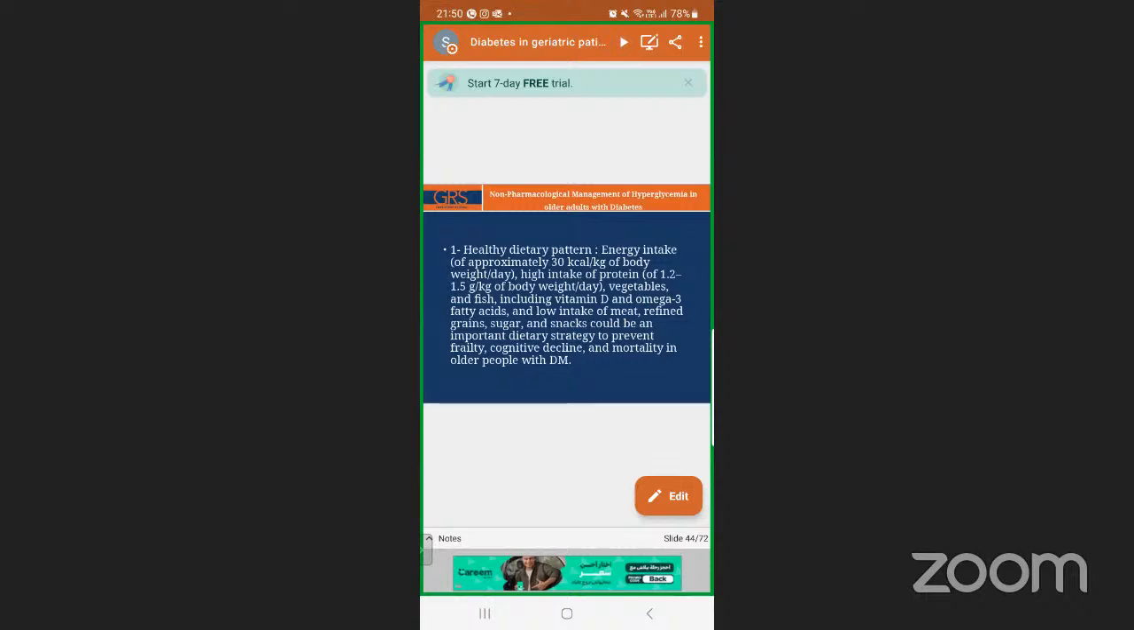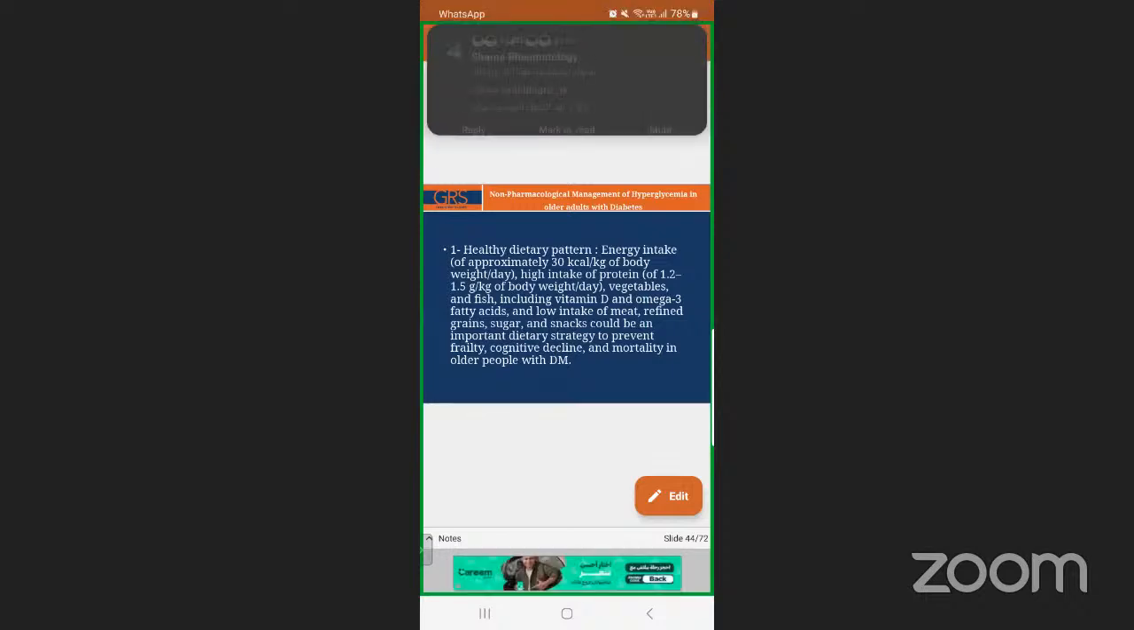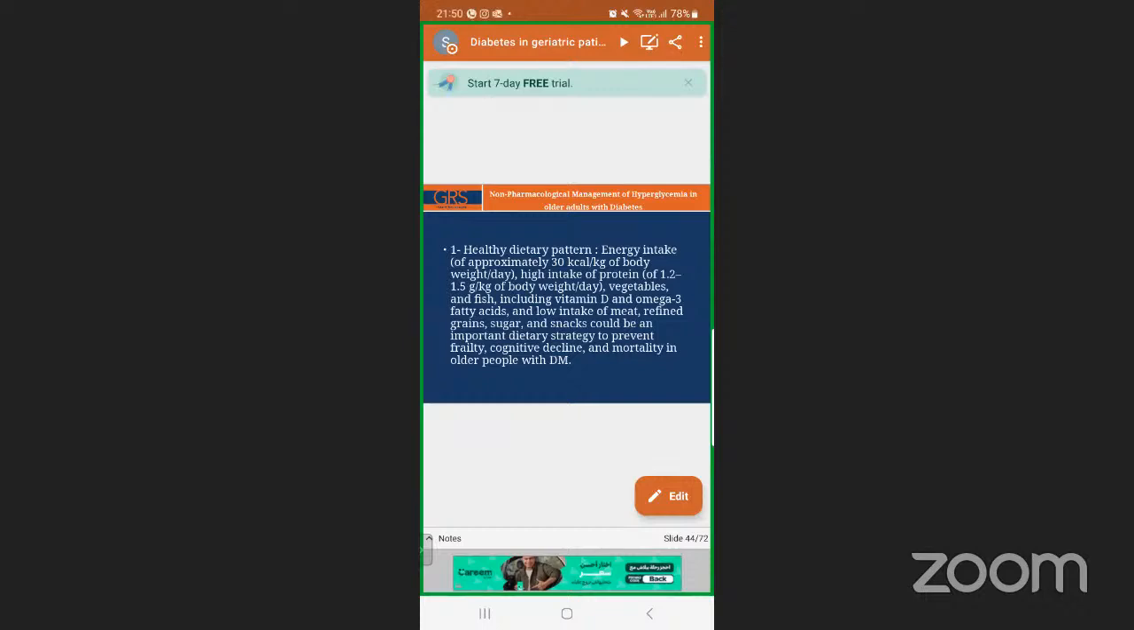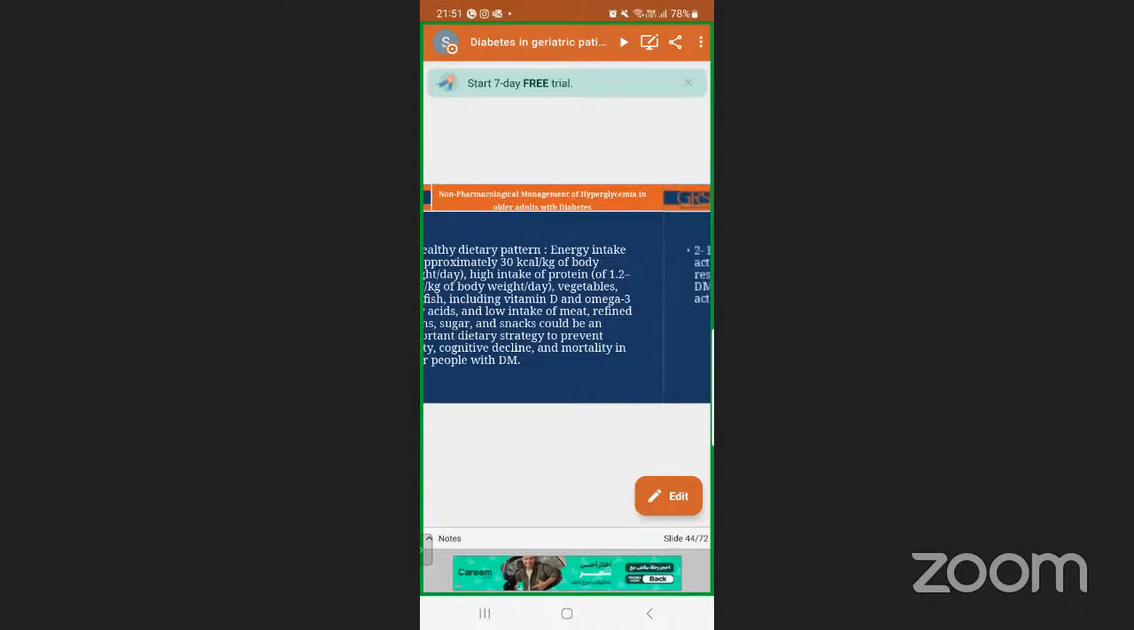Non-pharmacological management of hyperglycemia in older adults with diabetes, including a healthy dietary pattern, energy intake of approximately 30 kilocalories per kg of body weight per day, high intake of proteins of 1.2 to 1.5 gram per kg of body weight per day, vegetables, fish, including vitamin D and omega-3 fatty acids, lower intake of meat, refined grains, sugar, and snacks could be an important dietary strategy to prevent frailty, cognitive decline, and mortality in older people with diabetes.